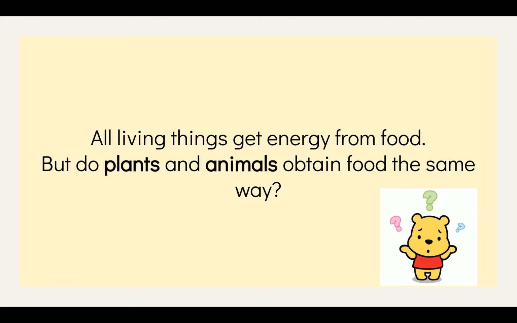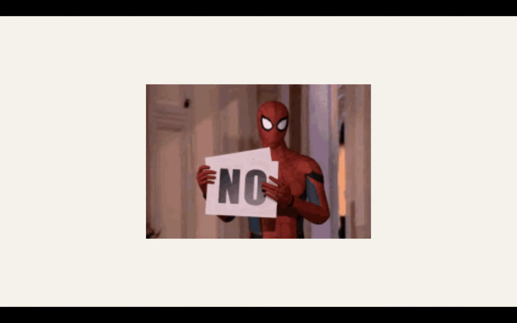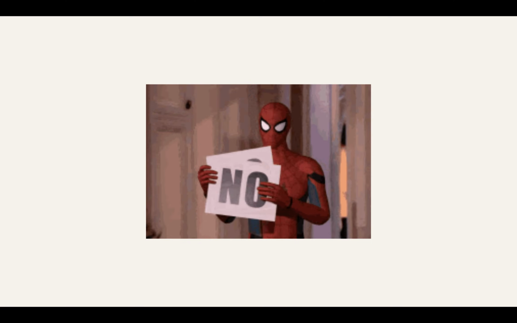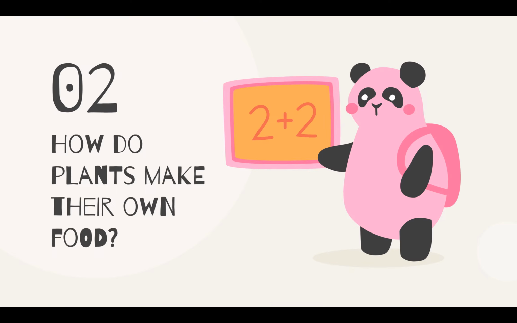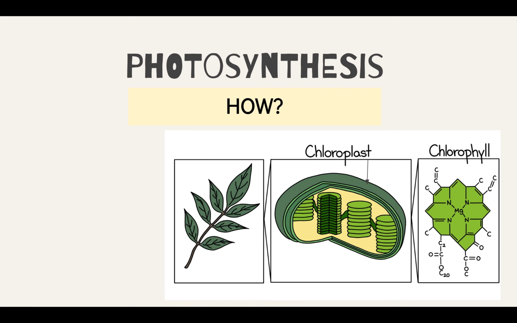But do plants and animals obtain food the same way? The answer is no. The difference is that plants make their own food, while animals do not. This leads us to our next guiding question. How do plants make their own food? Plants make their own food through the process of photosynthesis.